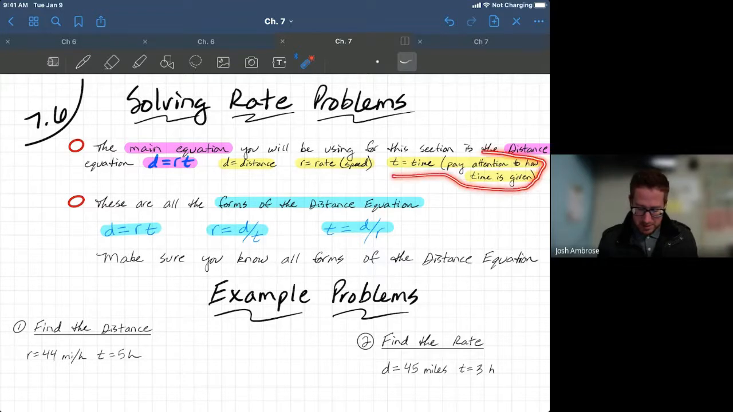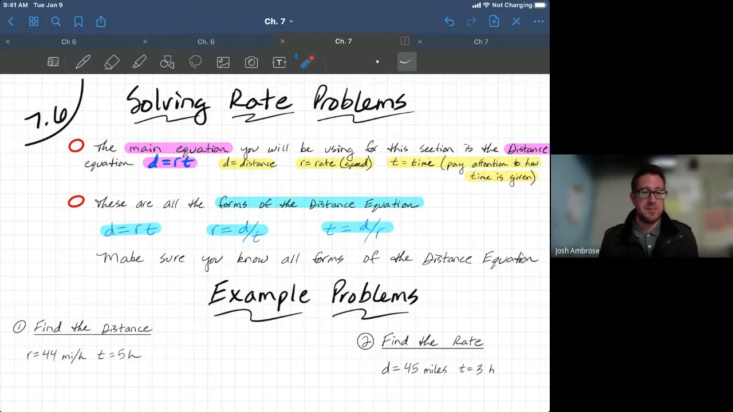Pay attention to time, also how time is given. Is time given in hours or is time given in seconds? The units are important in this section, so pay close attention to that. Units are given, but you have to make sure that you express the units in your answer so that it's not just simply a number. Okay, so pay attention to that.